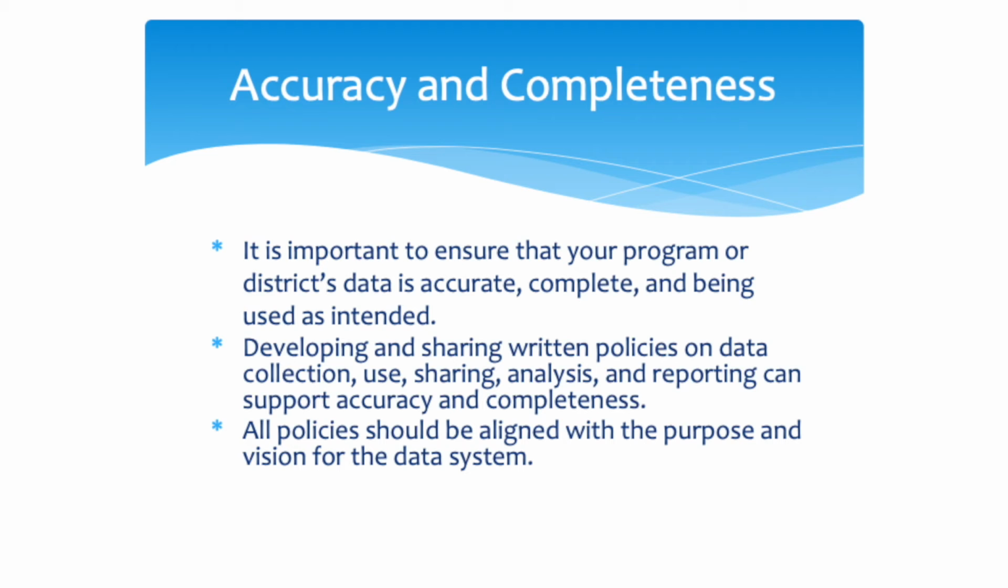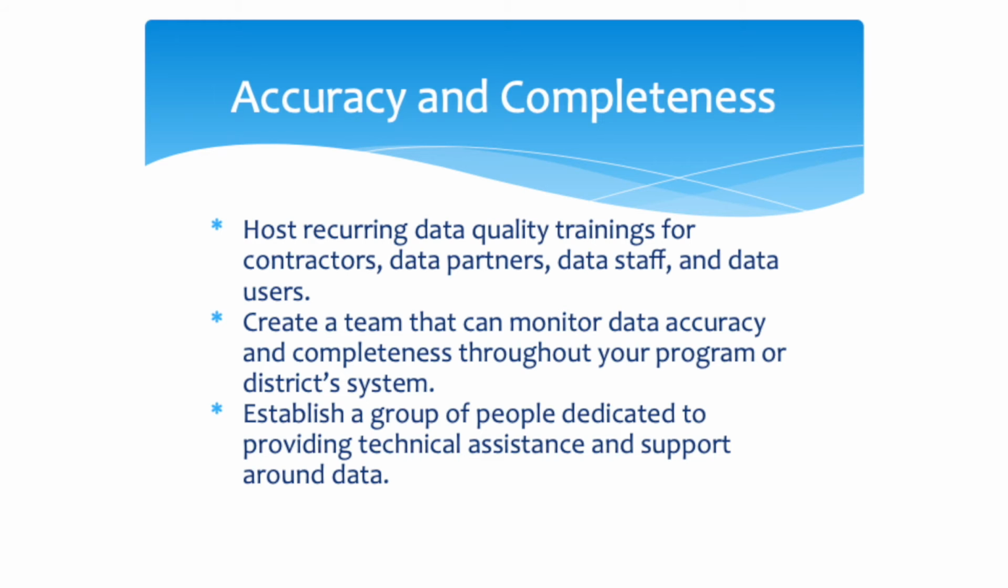To sustain these efforts, it is beneficial to have a team that can monitor data accuracy and completeness throughout your program or district system. For more information regarding strong purpose and vision statements, please see the video in this series titled Purpose and Vision. To support accuracy and completeness of data in your program or district, there are a number of approaches you could take. For example, you might host recurring data quality trainings for program staff, contractors, and specific data users. Or you may publish virtual trainings and resources that staff can access at any time.